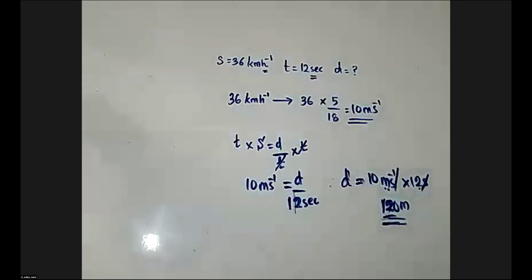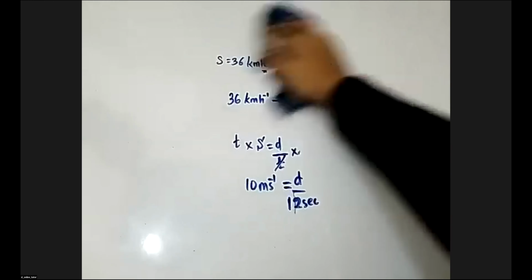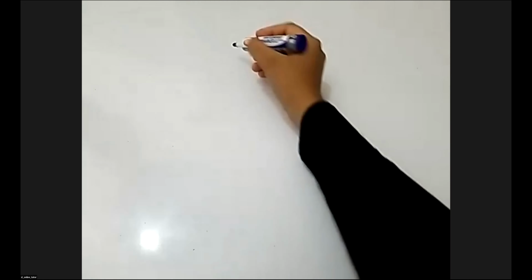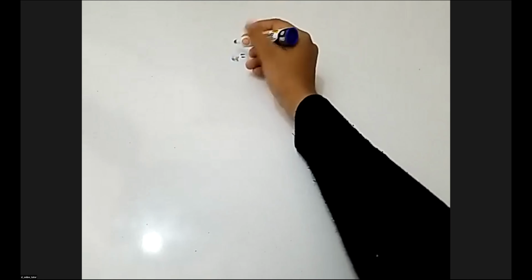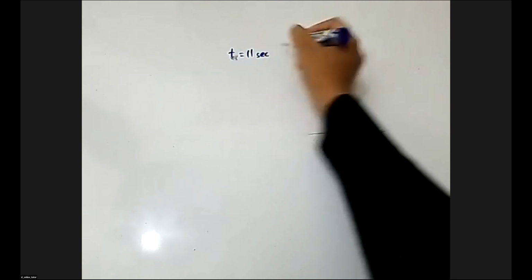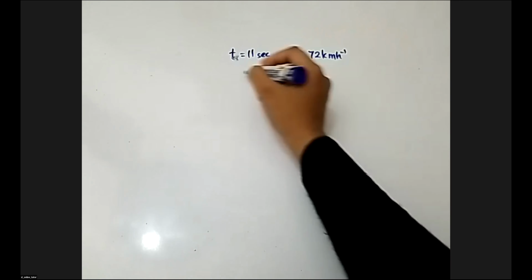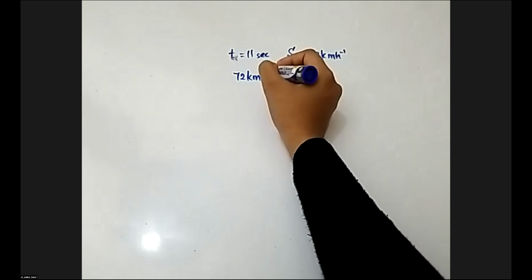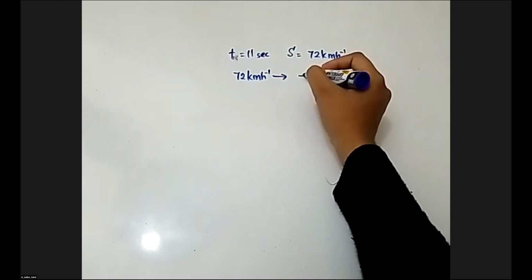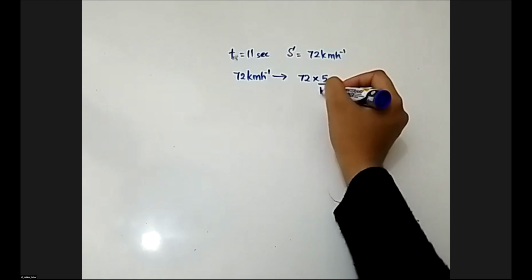Okay, most of you are done with the question. So shall we go to the question now? It says a train takes 11 seconds to pass a street light post with a speed of 72 kilometers per hour. Now, did you notice something? Time is given in seconds, and speed is given in kilometers per hour. First of all, I have to convert this. To convert 72 kilometers per hour to meters per second, I have to multiply by 5/18.